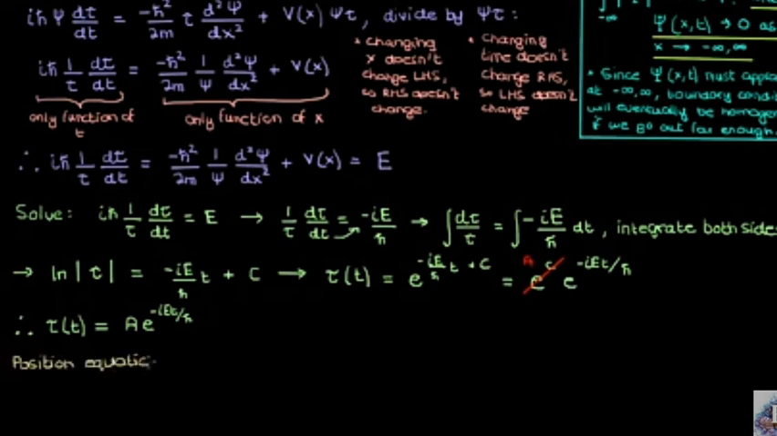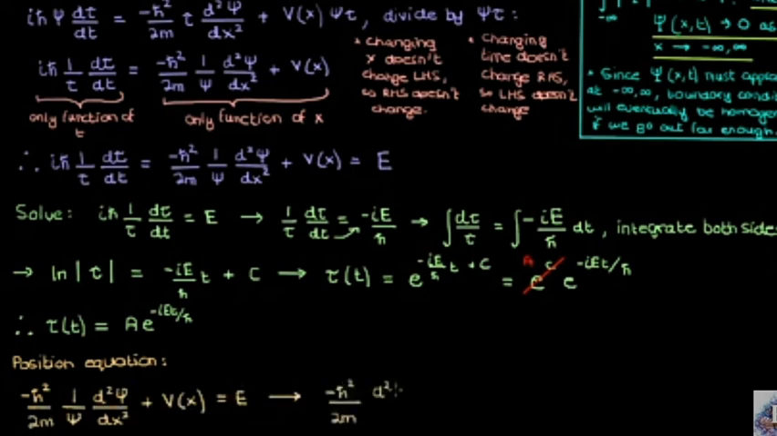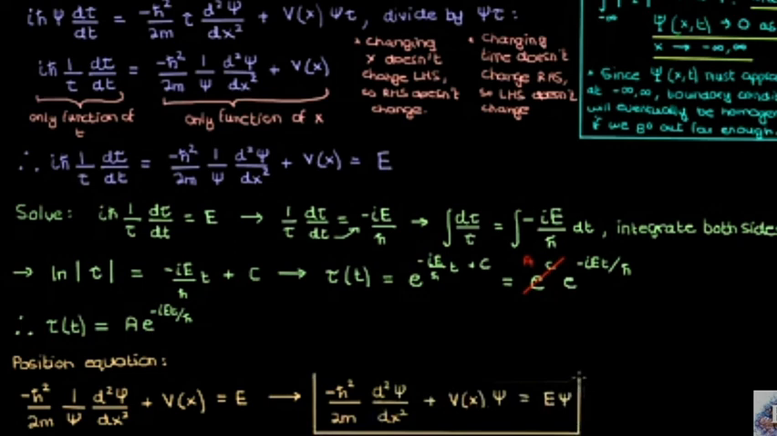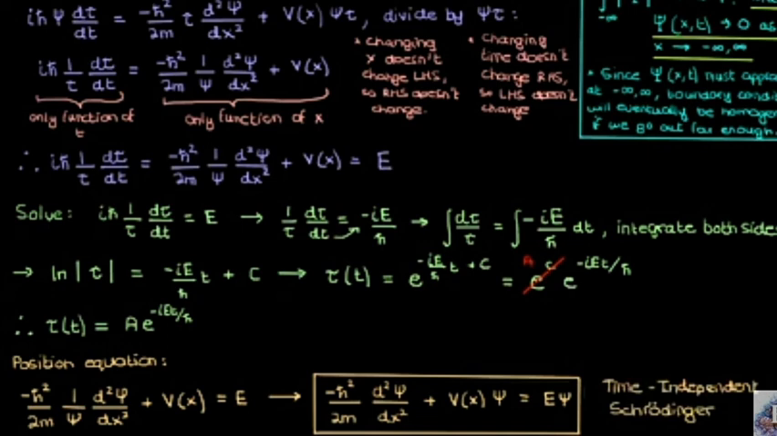Meanwhile, the differential equation involving position is the following. If I multiply both sides by small psi, here is what we'll get. I'm going to box this equation, because it is quite special. It is called the time independent Schrodinger equation. There is no dependence of the equation on time. We can only solve it once we specify the potential operator V. So we have to stop here.